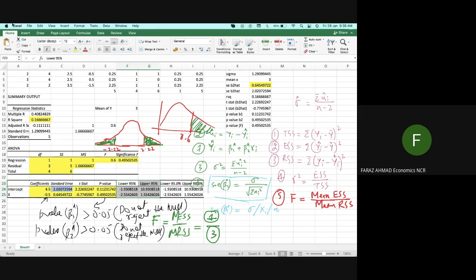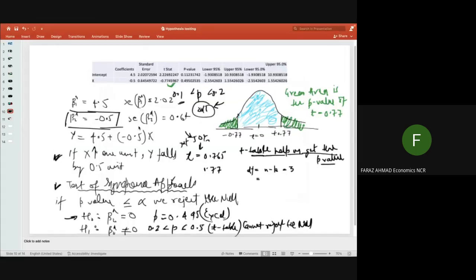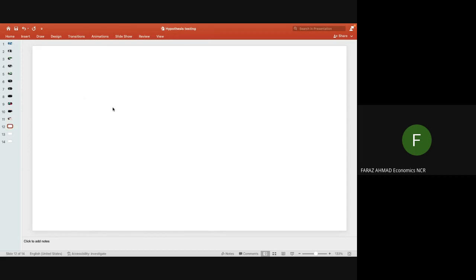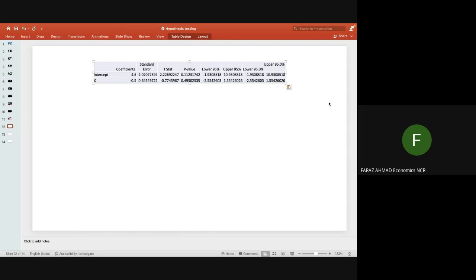So this part I've already copied into my PowerPoint presentation. So let me come back now. So here, so let me copy this table from here and put it here for my explanation.